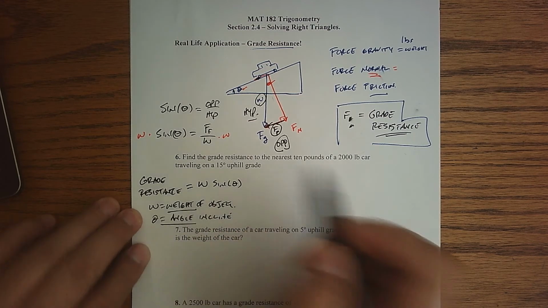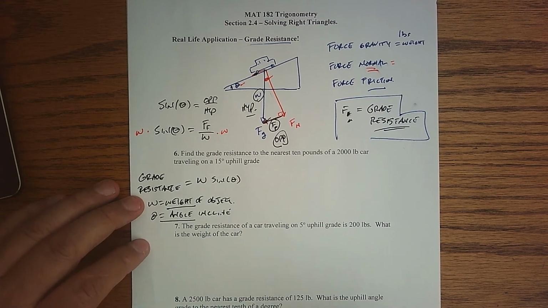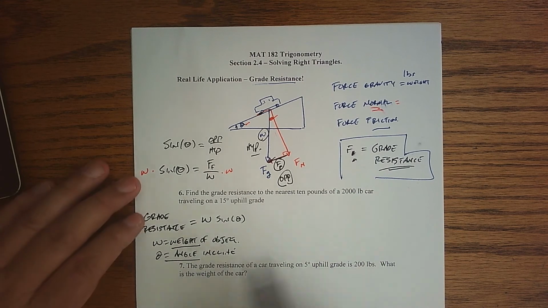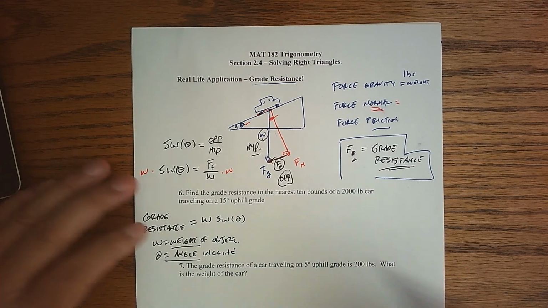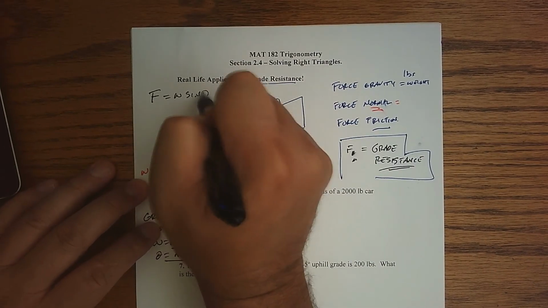And so it's a pretty handy-dandy formula. We'll use it in the next set of videos. So there is your formula. The grade resistance, call it G, call it F. I think the book does actually call it capital F, is W sine theta. All right.